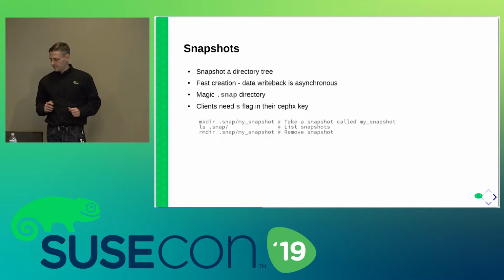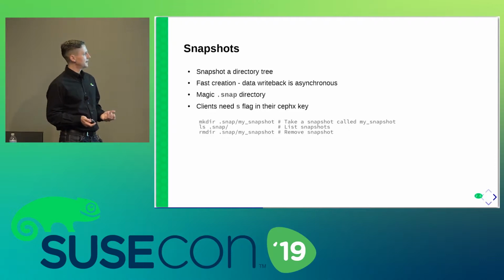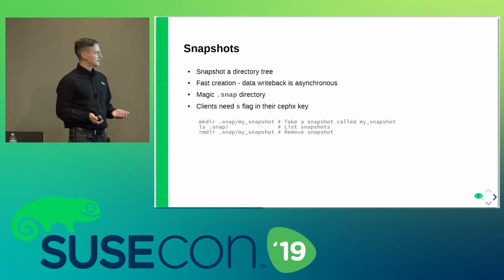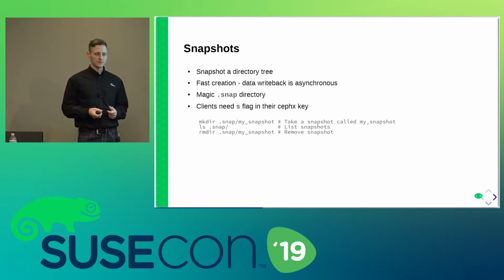And of course, the feature that everybody was waiting for, snapshots, landed finally. Again, a very short slide for a very, very complex feature. So snapshots in CephFS are directory based. So you can snapshot a directory and everything that's under it. It's very easy to create a snapshot. It's just mkdir on a magic directory, and it's very fast too. And listing and removing them is just as easy. I don't know what else to tell you, other than that the implementation is insanely complex.